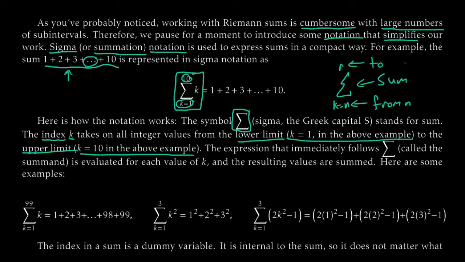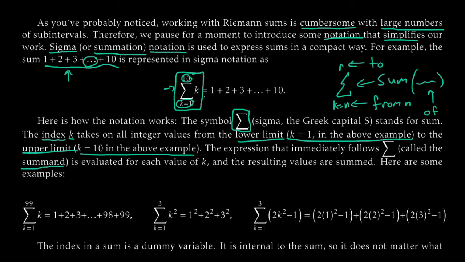to, and let's just put like an r up here, sum from n to r, and then you have some stuff afterwards. And that's what you say of. So sum from k equals n to r of some stuff. Here we have the sum from k equals 1 to 10 of k. Okay, it just follows this exact form. It's even pretty easy to read out loud. Nice. So that expression that immediately follows the sigma is called the summand, and it's evaluated for each value of k, and the resulting values are all summed together.